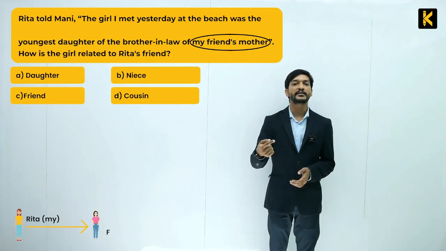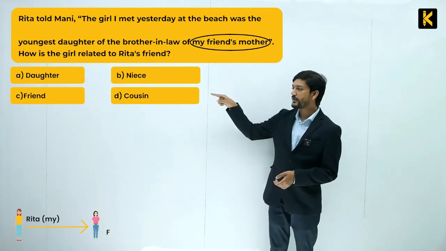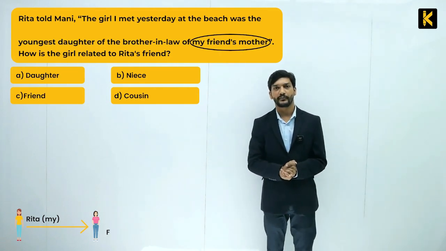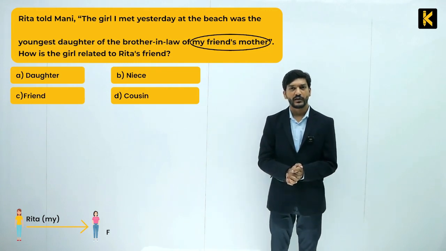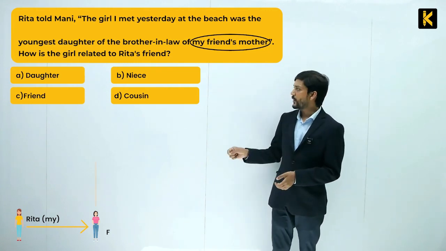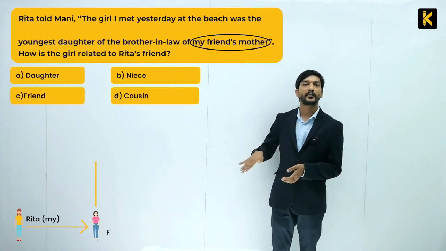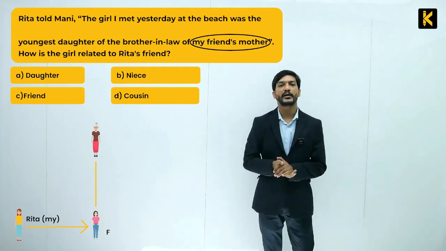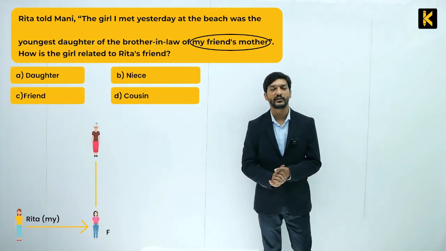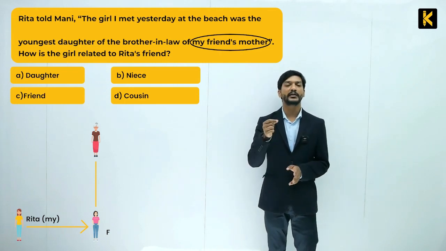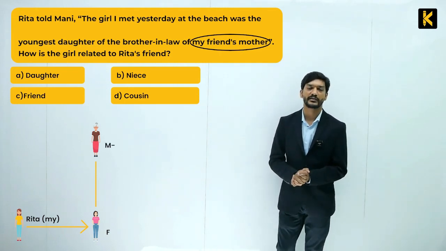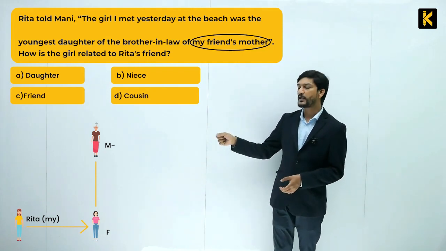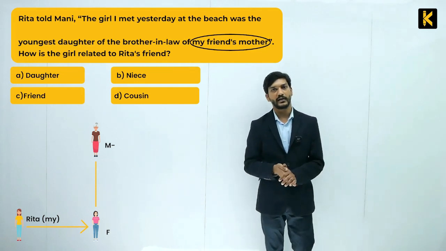So my friend means F. My friend's mother means I have to show the mother of F. Mother of F is a direct relation, so I should draw a single line and it will be one generation above. So one generation above, let me show a person who is the mother of F. I am representing mother by M minus. Mother is a direct relation, so I have represented it with a single line.